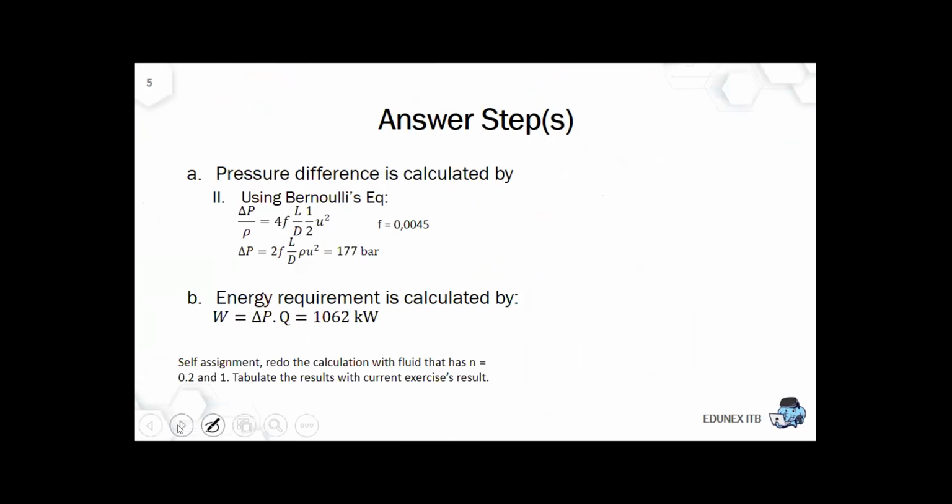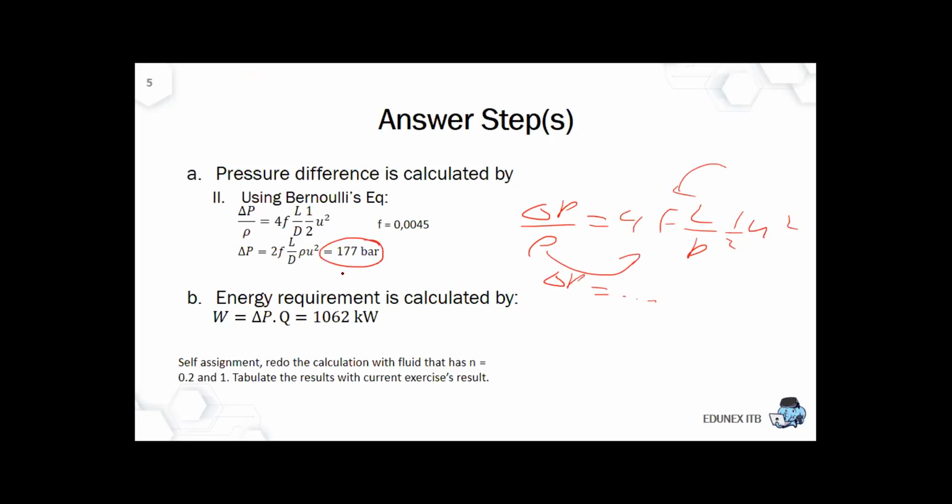What else? Using this relationship, the pipe is both connected to the atmosphere. Horizontal, so the heights are equal. Then you get the f here. Then you calculate it. Delta P is equal to what? From my calculation, delta P is equal to 177 bar.